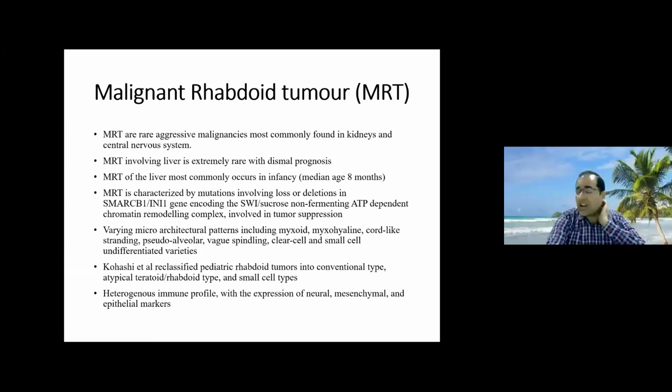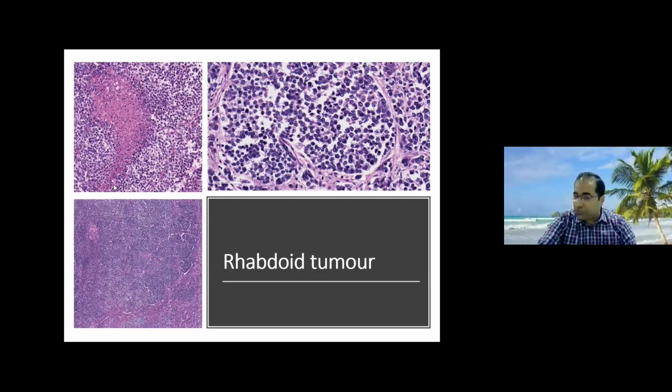Rhabdoid tumors, again, are tumors which need to be commented upon. If your tumor shows a lot of areas with small cell differentiation, we need to do INI1. Whenever you see small cell areas, we need to do INI1. And if INI1 is negative, those tumors need to be characterized as rhabdoid tumors, and the chemotherapy has to begin according to rhabdoid, not as hepatoblastoma. So this is one of our cases which was treated at our center.